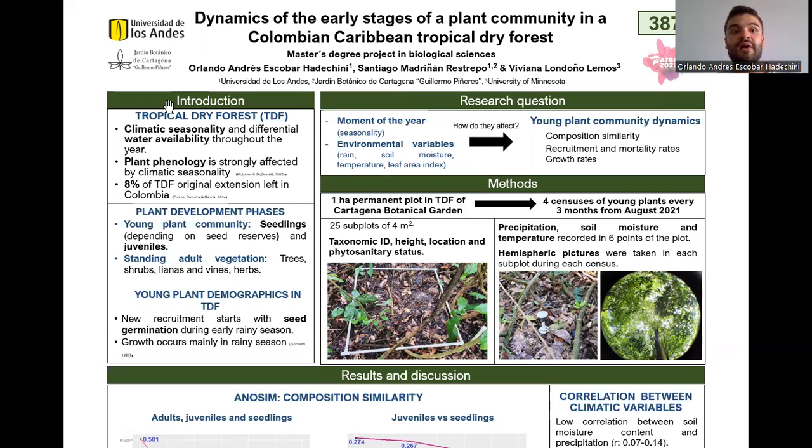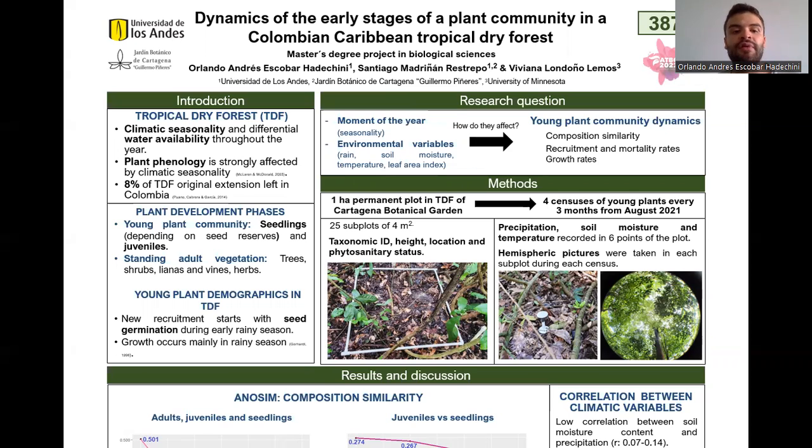So let's start talking about the tropical dry forest, which is a very seasonal ecosystem. This climatic seasonality affects the plant phenology, and also the tropical dry forest is very endangered in Colombia, with about 8% of its original extent left preserved.